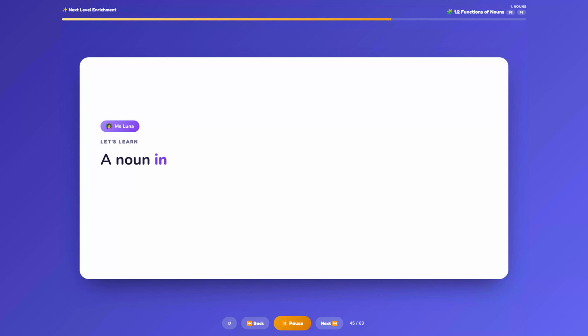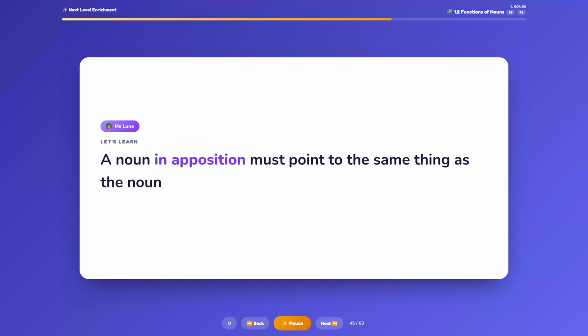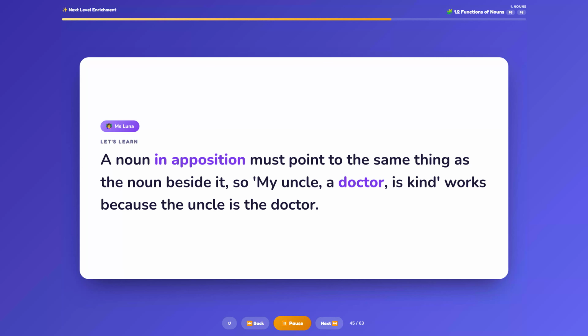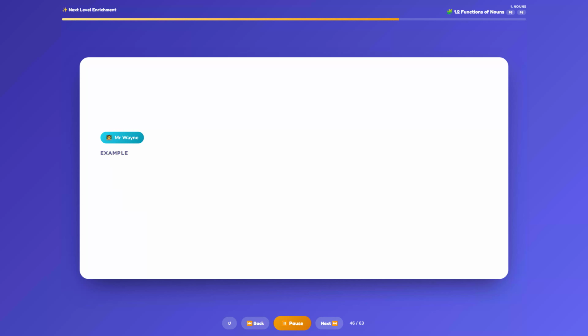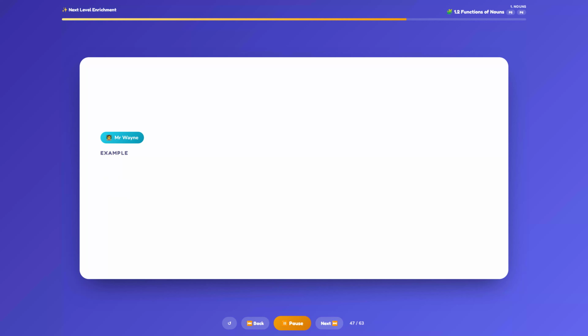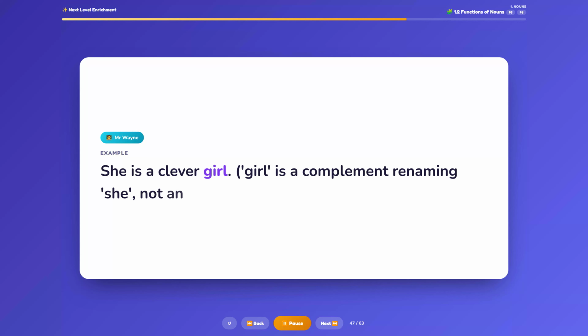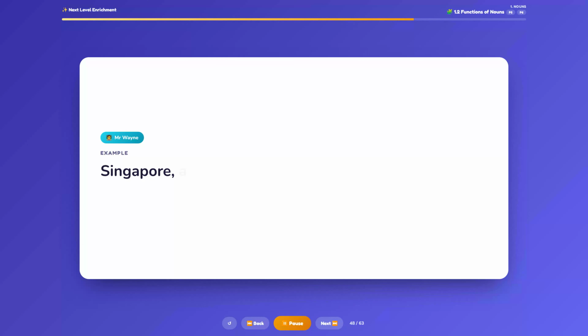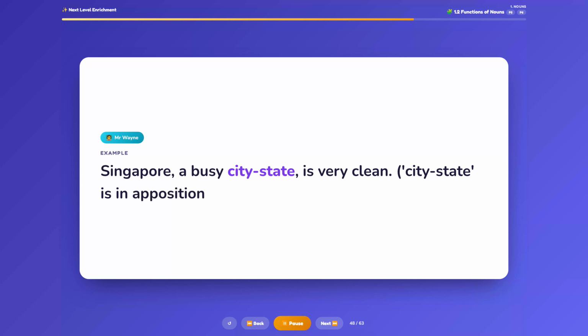A noun in apposition must point to the same thing as the noun beside it. So my uncle, a doctor, is kind, works because the uncle is the doctor. For example, Dad bought me a watch. Me equals indirect object, watch equals direct object. For example, she is a clever girl. Girl is a complement renaming she, not an object. For example, Singapore, a busy city-state, is very clean. City-state is in apposition to Singapore.